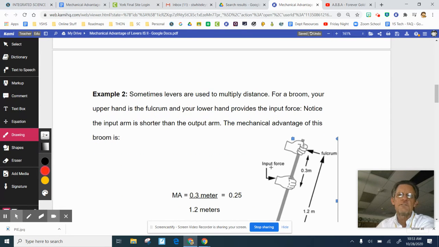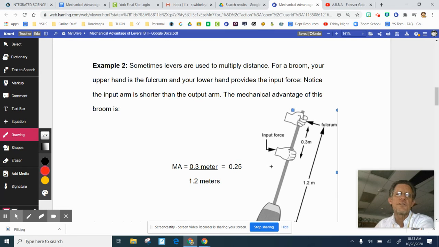On a second class lever, in this case this is a third class lever, sometimes they're used to multiply distances. So a broom would be a good example. Or again, any kind of stick used in sports like a baseball bat or a lacrosse stick, where one hand serves as the fulcrum. So the top here of the broom, this is sort of your pivot point. So this would be like a fulcrum. And then we measure the input force from the fulcrum to where your hand is applying the effort. So this distance of 0.3 meters would be your D in.